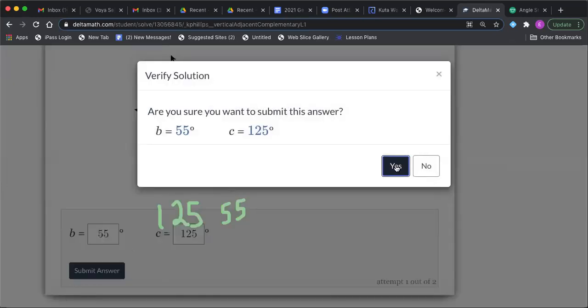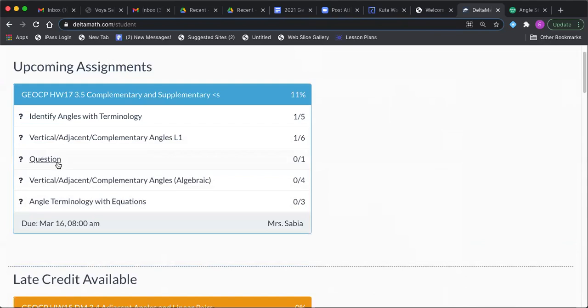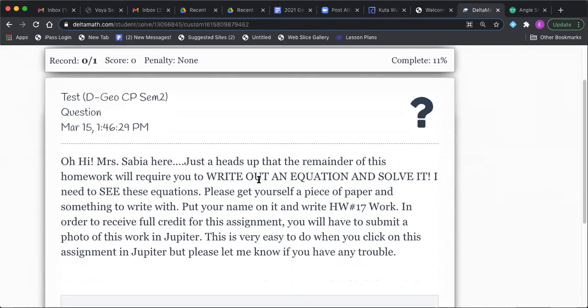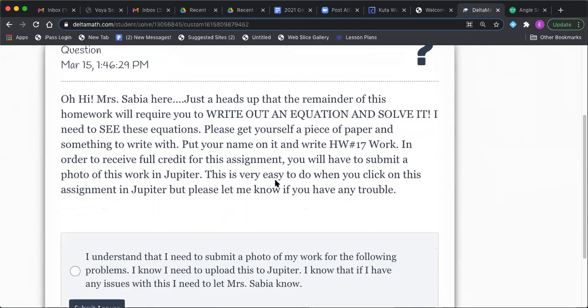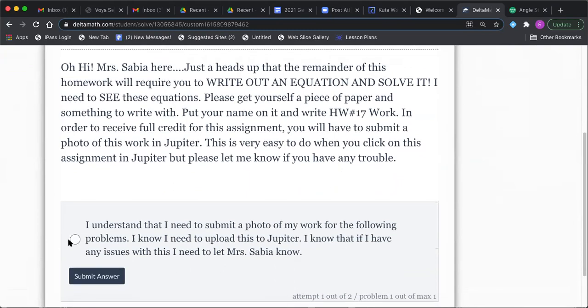All right, so I don't need to see your work for that. It's just numbers. But you are eventually going to get to this one that just says question. When you click it, this one is just from me. Look, I tell you, hey, I need to see your work from here on out. So for these questions to the end, I need you to get out a piece of paper. I would love for you to write homework 17 with your name on it, and then just show me your equations and your work for the remainder of the questions here. Okay? So you're just going to say, yep, I understand.